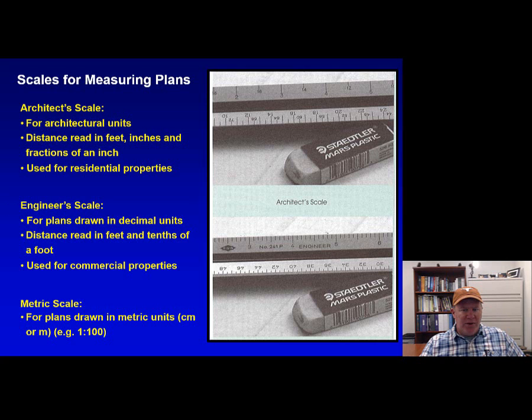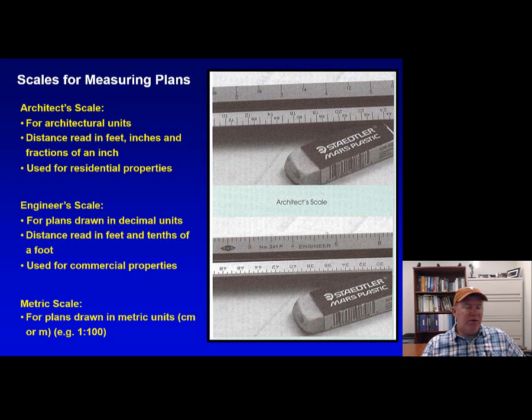I'm trying to think if there's anything else on here, guys. With the engineer scale, if you can see my mouse moving around in between the 3 and the 4, this right here is 10 scale. I can just tell by looking at it, but this would represent 1 inch equals 10 feet. So the 4 is representing 40, the 5 is representing 50, and then 6 inches is representing 60 feet.